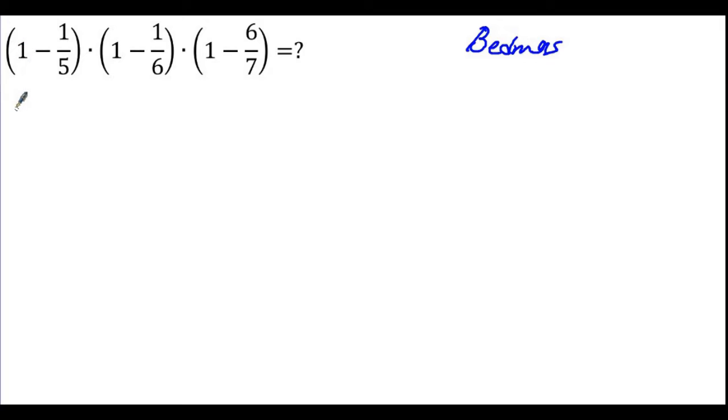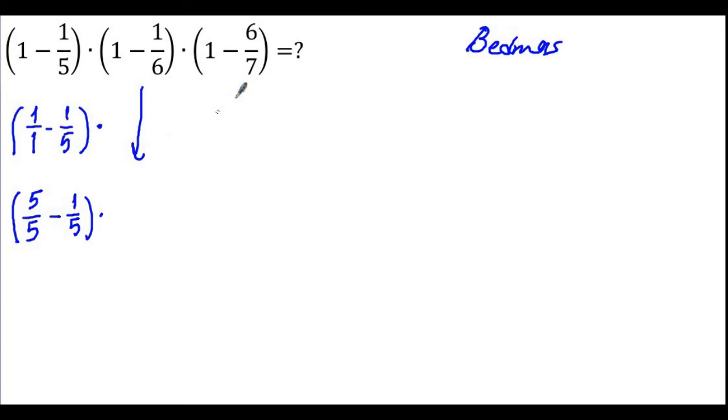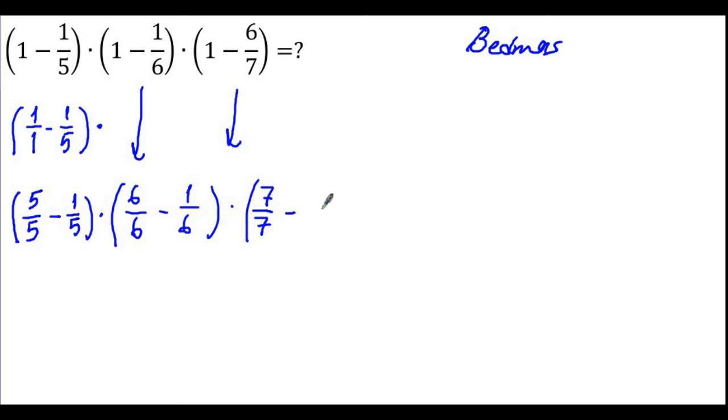So instead of 1, we can write 1 over 1. And to make the denominators equal, let me write 1 over 1 minus 1 over 5. So I have to make this denominator 5. So how can I make it 5? I can write 5 over 5 instead of 1, minus 1 over 5. So I'll do the same thing for the other 2 expressions. So I'm going to write 6 over 6 minus 1 over 6 times 7 over 7 minus 6 over 7.